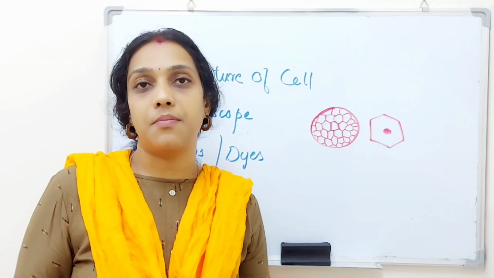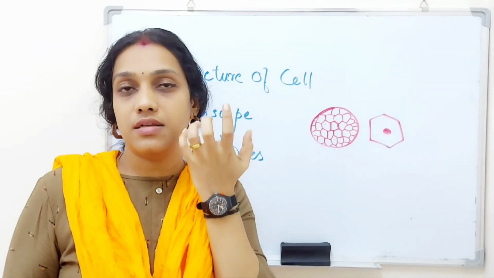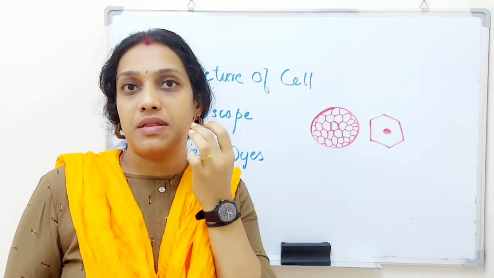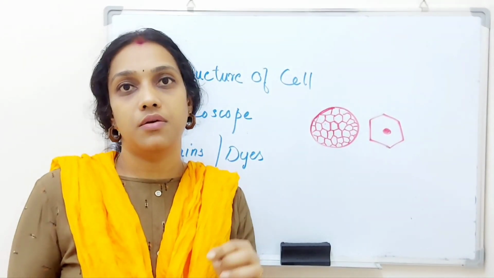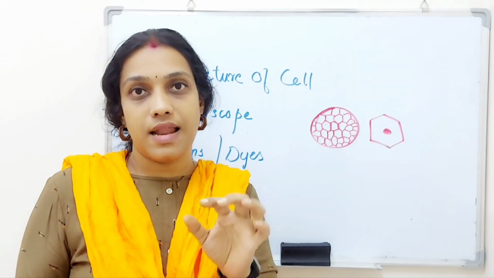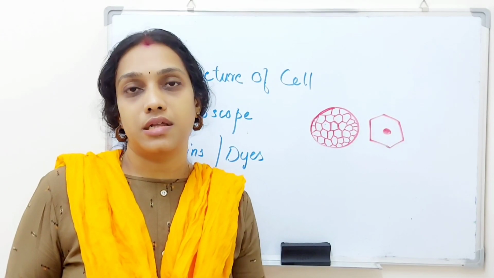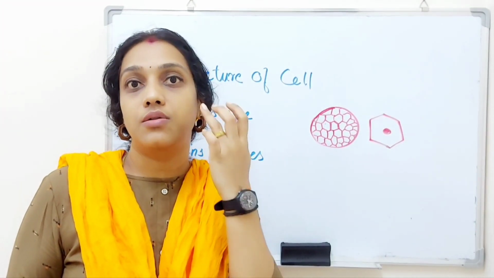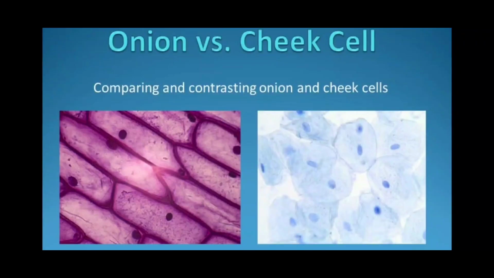Like that, another example is the human cheek cells. Human cheek cells means we can scrape the epithelial cells inside our cheek with a toothpick. The same way we can keep it on a slide, then after that we have to stain it and we can observe it under the microscope. Then we can see how the human cheek cells look. This is how the onion cells and cheek cells appear after staining.